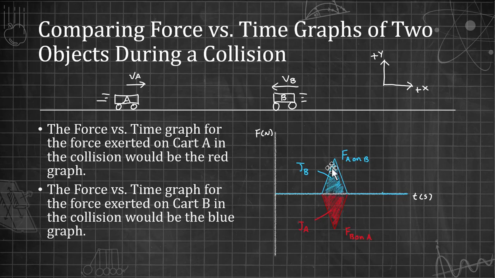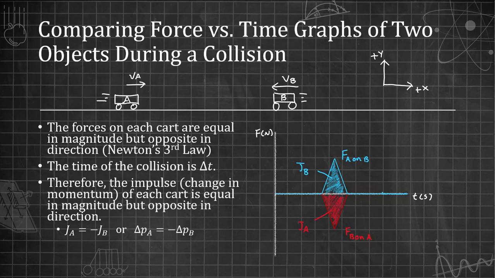If we remember from our previous learning, the areas under these graphs give us the impulse on each object. So the area under the blue graph is the impulse on cart B, and the area under the red graph is the impulse on cart A.